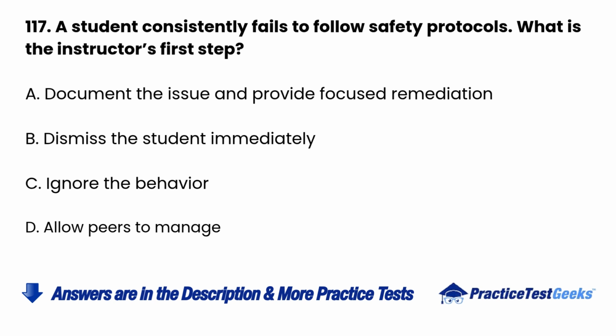117. A student consistently fails to follow safety protocols. What is the instructor's first step? A. Document the issue and provide focused remediation. B. Dismiss the student immediately. C. Ignore the behavior. D. Allow peers to manage.